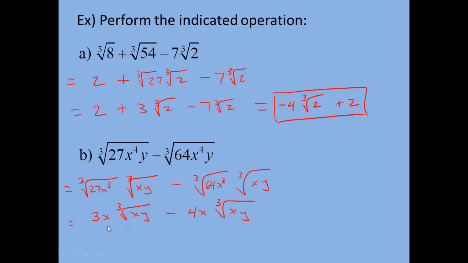And now you can see that these are like radicals. They're both cube roots, right? So they have the same root and the same radicand. Same thing on the inside, the xy. So the outside is like terms. 3x minus 4x is going to be actually a negative 1x, which I'll also write as negative x. And then this will be the cubed root of xy.